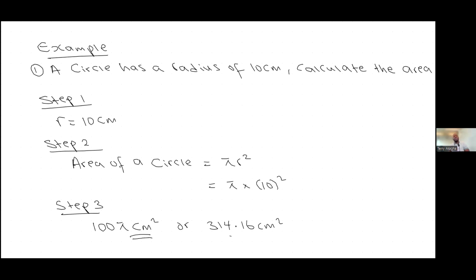So in some exam questions, they want you to leave it in an exact form. If they want it in an exact form, it's going to become 100 pi centimeter squared. But if they want it in approximate form or in significant figures or decimal places, then usually 2 decimal places, it should be 314.16 centimeter squared.